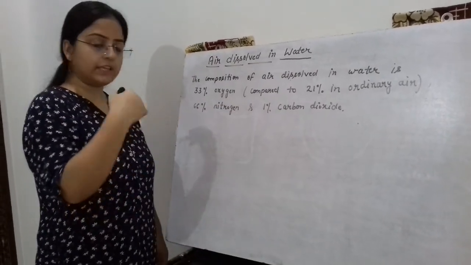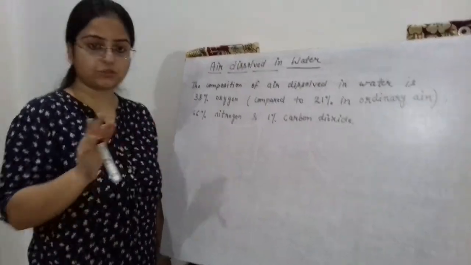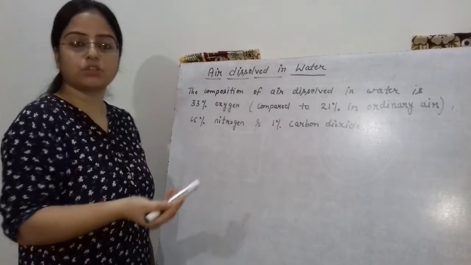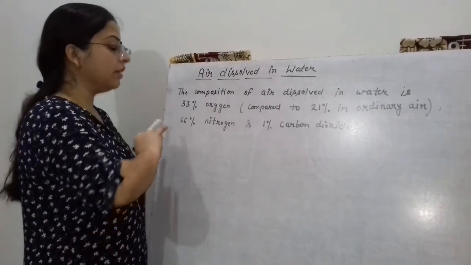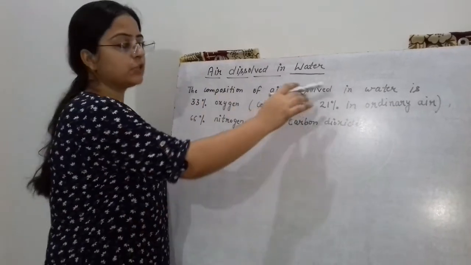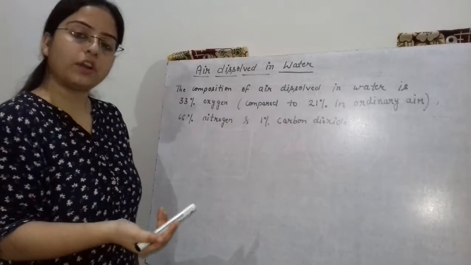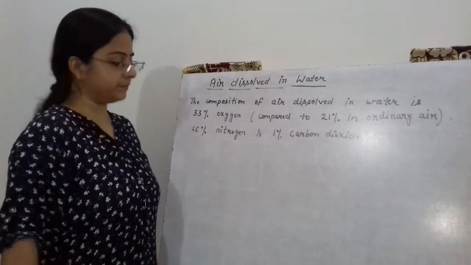So we can say that in all the natural sources of water, air is present in the dissolved state, and since oxygen is more soluble in water than nitrogen, the composition of air dissolved in water varies from the composition of ordinary air, and the variation is given as follows.